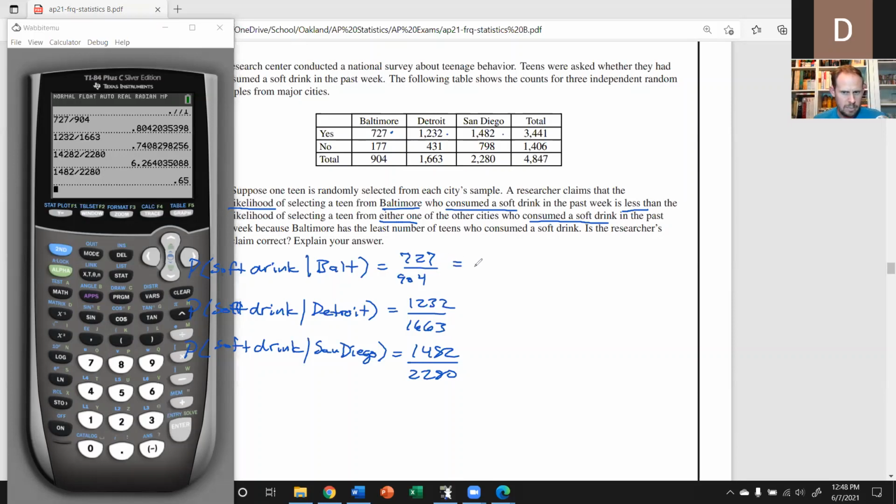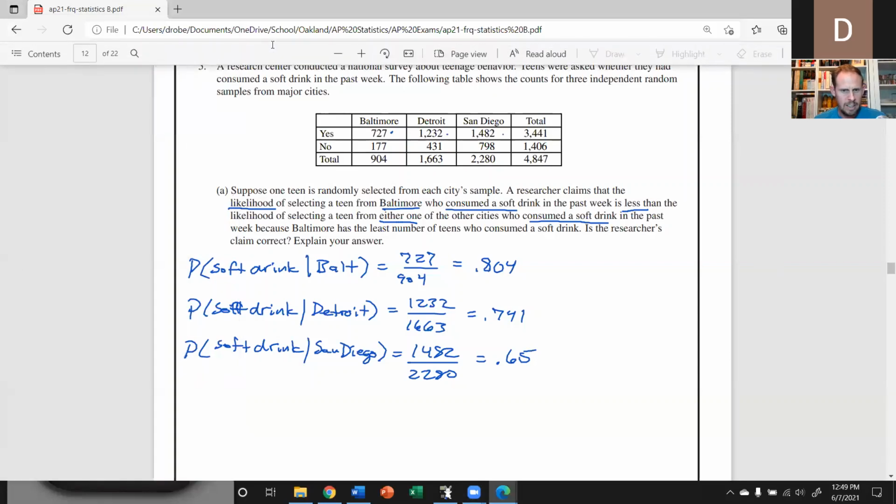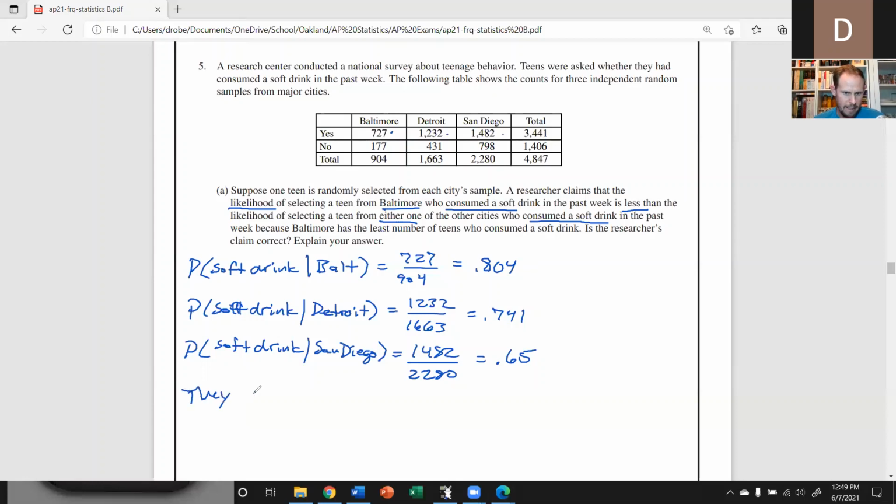So this one is 0.804. This one is 0.74. And this one is 0.65. So on the contrary, they are actually wrong. They say that the least probability is Baltimore. Baltimore actually has the highest probability. So is the researcher correct? They are incorrect.